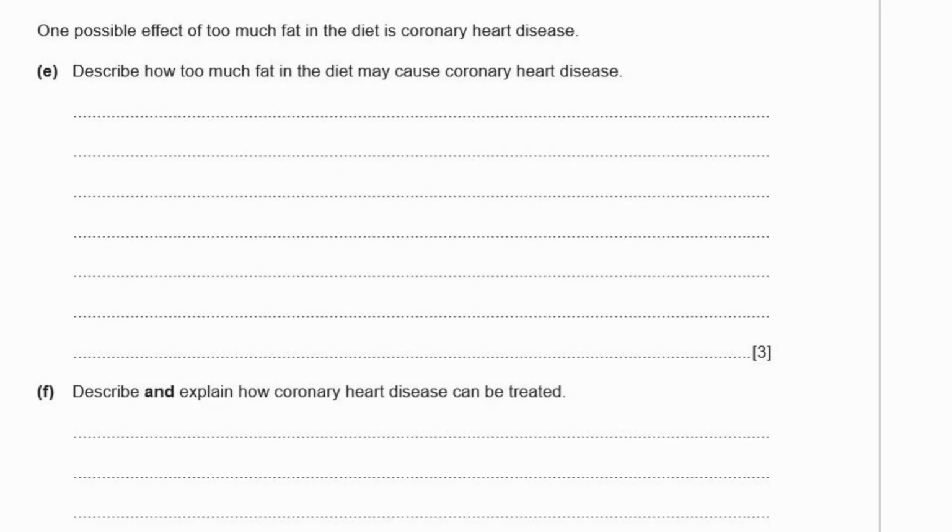One possible effect of too much fat in the diet is coronary heart disease. E. Describe how too much fat in the diet may cause coronary heart disease. Okay, coronary heart disease is caused when fat is deposited in walls of arteries. It's called coronary heart disease because the fat is specifically deposited on the coronary artery.